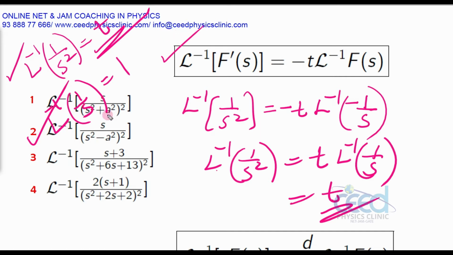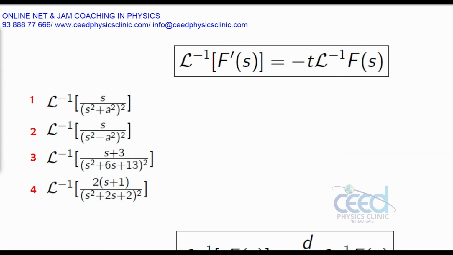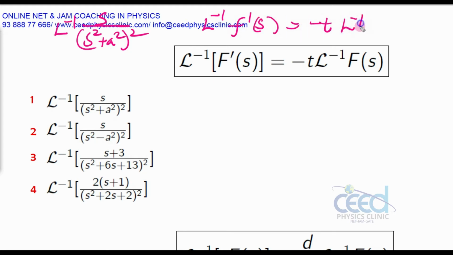Now we can do complicated inverse Laplace transform functions using this. For example, we can do a problem here: Laplace inverse of s by s square plus a square, whole square. To do this, we will consider this property, the shifting theorem: Laplace inverse of f dash s is equal to minus t Laplace inverse of f of s. Let me go to the blackboard.